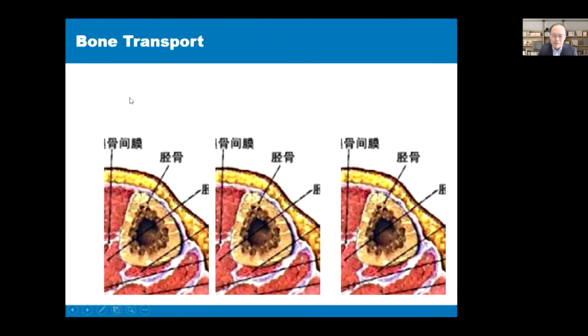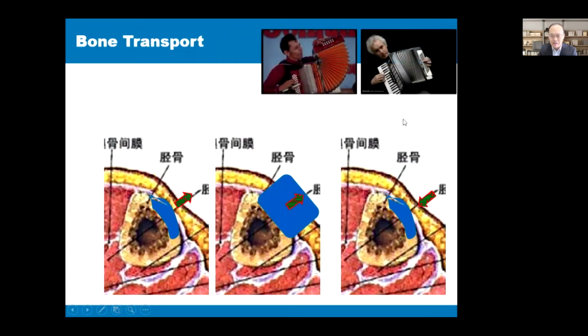It's a good result. What is the method? Here is a simple map, to show what the technique is. Here, the cortex of the tibia on the medial side is cut. You can see the cortical bone moved outside, outside of the bone, then distracted gradually and moved backward to the original place. Here it is like a cutting technique. So here we also call it bone transport.